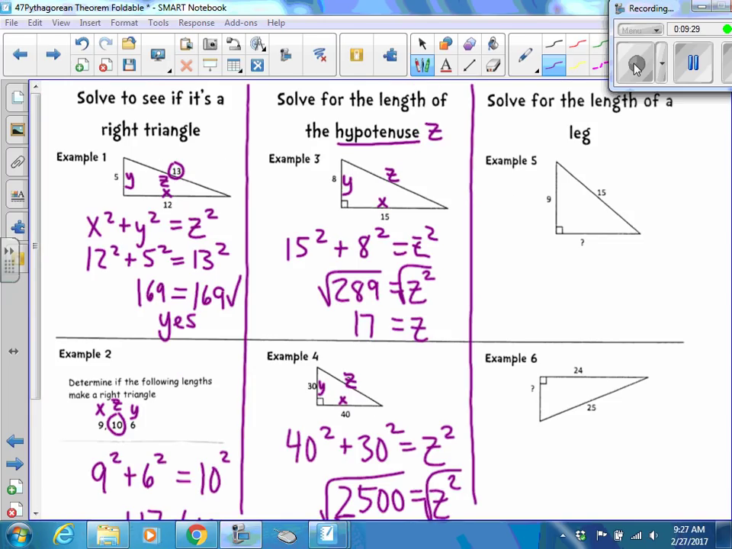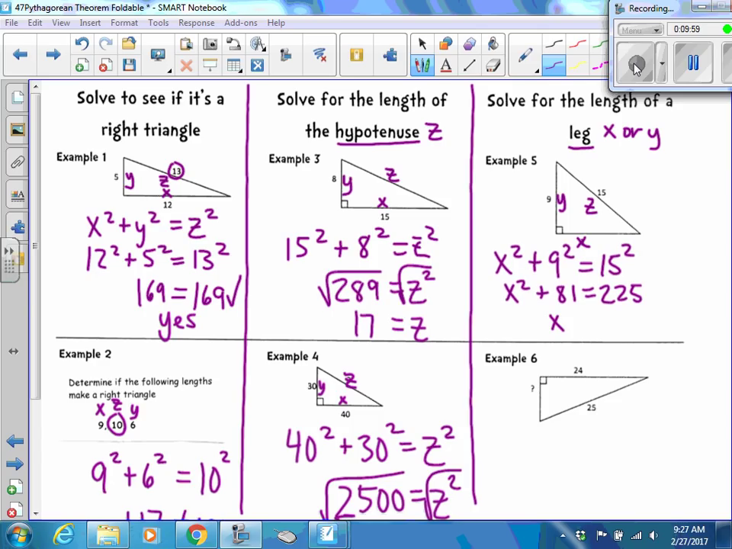In our last section, we're going to be solving for one of the legs, so it's going to be X or Y. So I identify Z in the first example, it's 15. My vertical distance is Y, so that's 9. It looks like what I'm missing is my X value. So I'm going to write X squared plus my Y squared, which is 9 squared, equals 15 squared. So I've got X squared plus 81 equals 225.